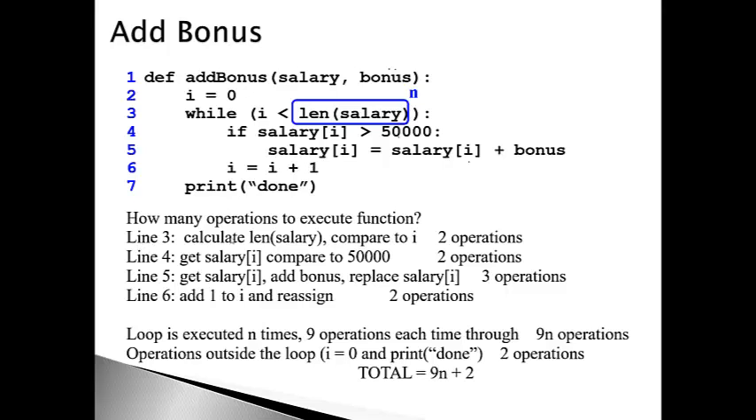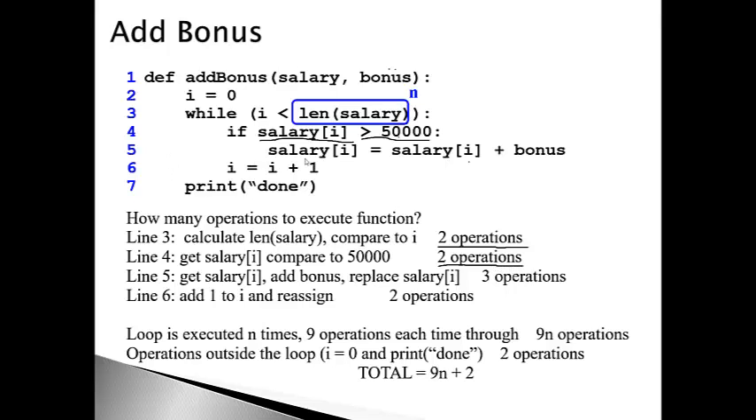Okay, so in line 3 we have two operations. One operation is finding the length of the salary list. That's one basic operation. And then we have a comparison with this value i. So that's a second operation. In line 4 we're getting salary at i, so we're making a list access, and we're comparing that to the value 50,000. So this is two operations that we're doing in that line.